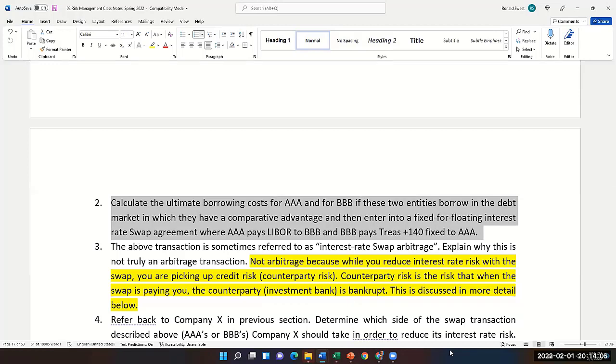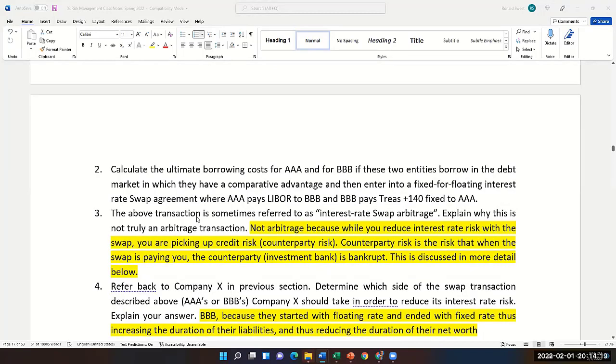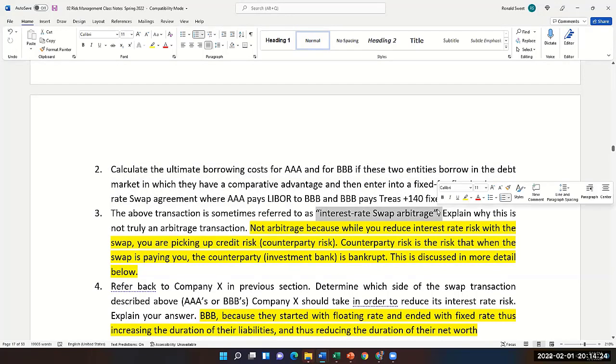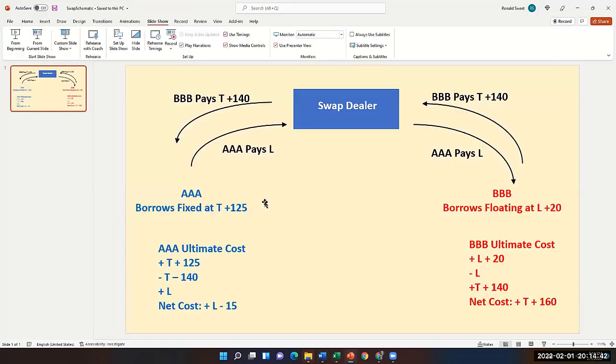Now, Kelly asked, what does it mean for something to go wrong? So what could go wrong on a swap? Some people call this interest rate swap arbitrage. Arbitrage means it's just too good to be true. Both entities come out ahead. But it's not truly arbitrage. Arbitrage means you have some gain without any risk. You're getting some kind of return without taking any risk, but this is not arbitrage. And why is that? Well, let's look back at the PowerPoint.